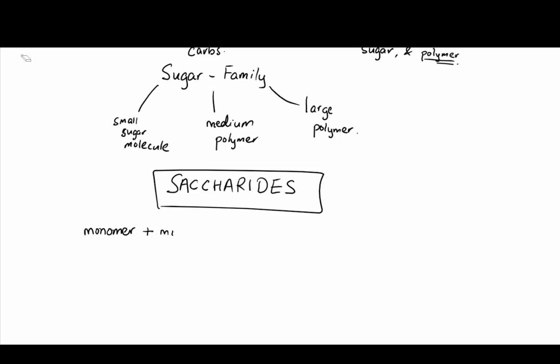So if you have monomer and monomer bonding together, you're gonna get two monomers bonded together. In this situation, we call it a dimer. So dimer is two monomers bonded together, and when you bond two monomers together, you're gonna release a water. This particular process is what we call dehydration synthesis, which is the removal of water to make something, synthesis.